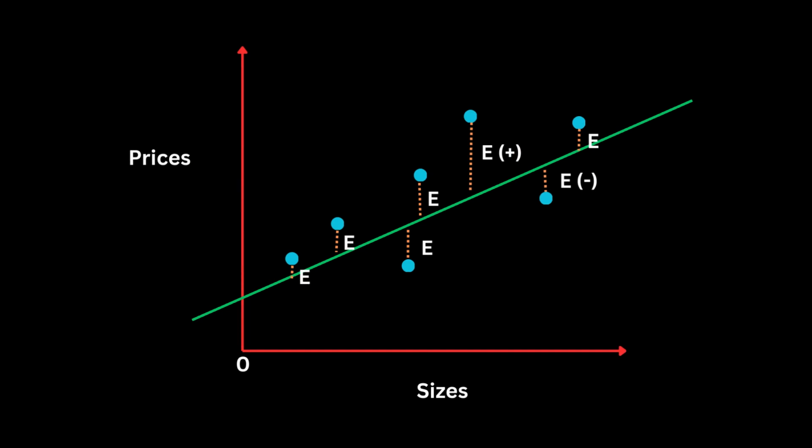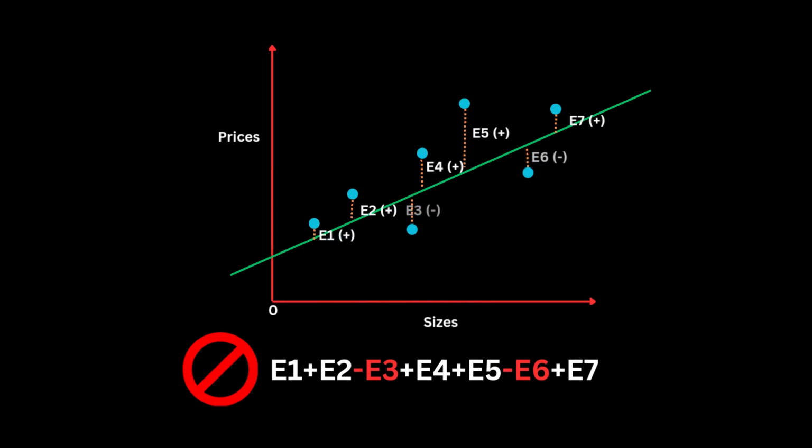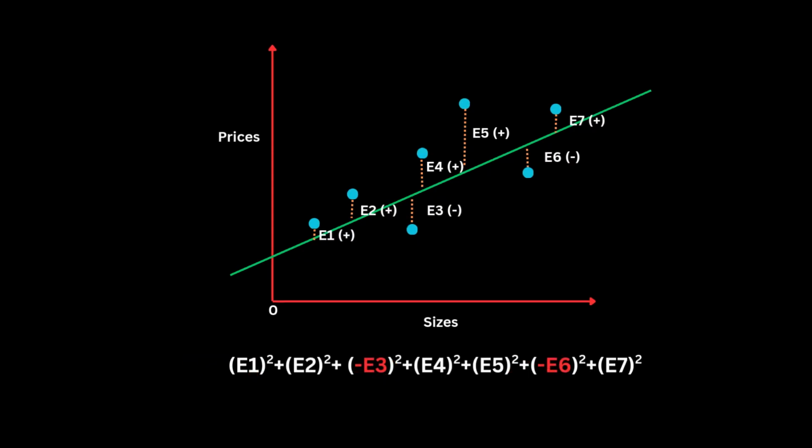So now we have a bunch of errors, one for each data point. But we still don't have a single way to judge how good or bad the line is. We need one score. You might think we can just add all the errors together. But there's a problem. Positive errors and negative errors cancel each other out. A very bad line could end up looking perfect. So instead, we square the errors. Squaring does two important things. First, it makes all errors positive. Second, it punishes large mistakes more than small ones.